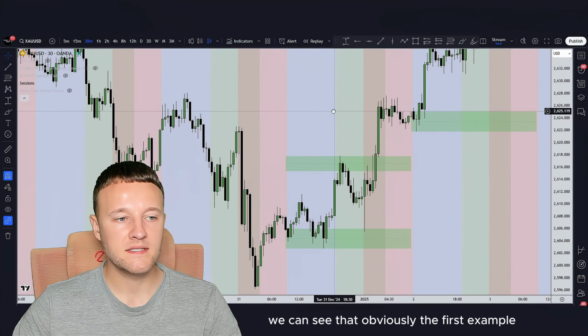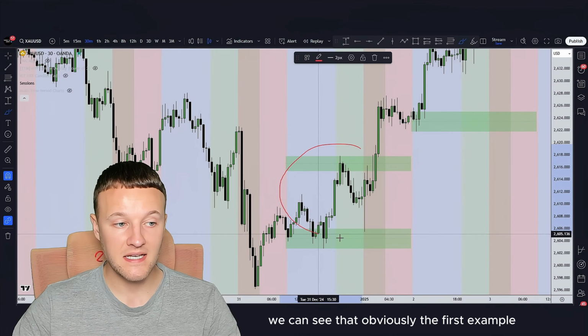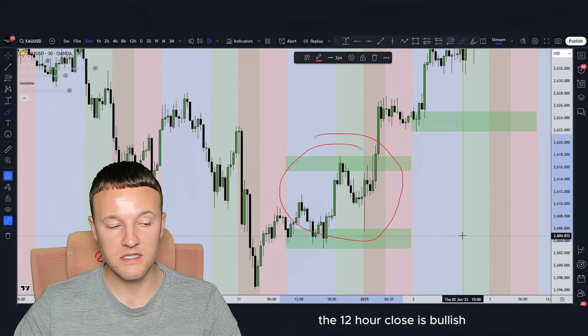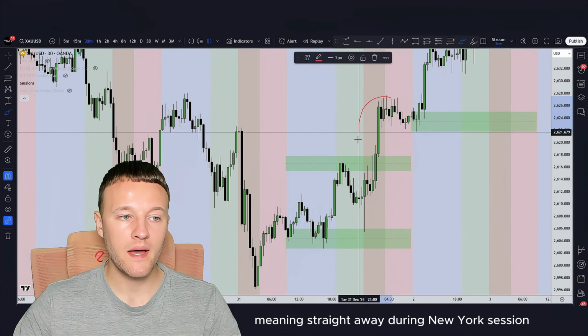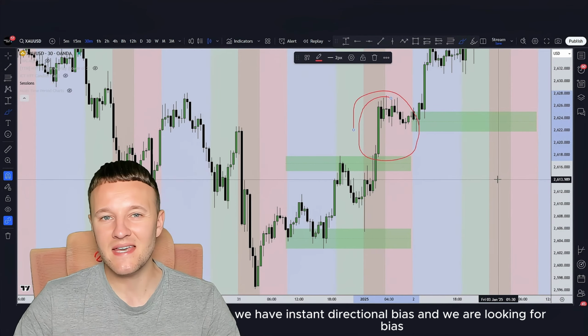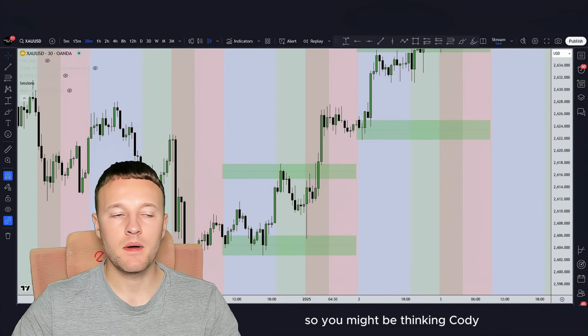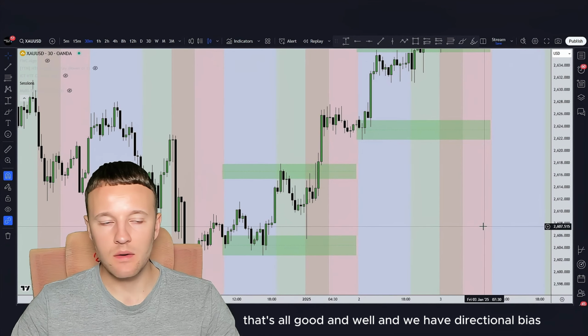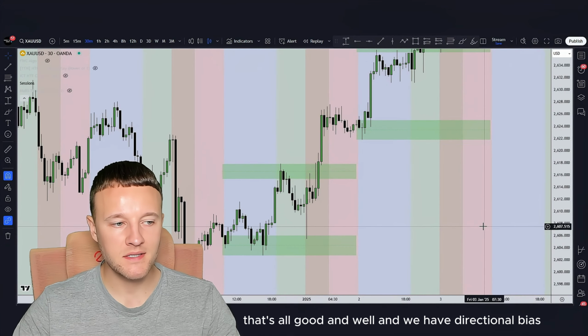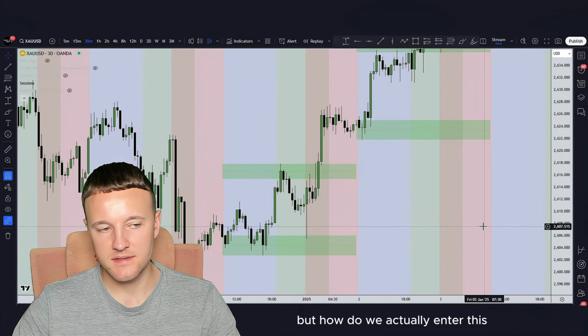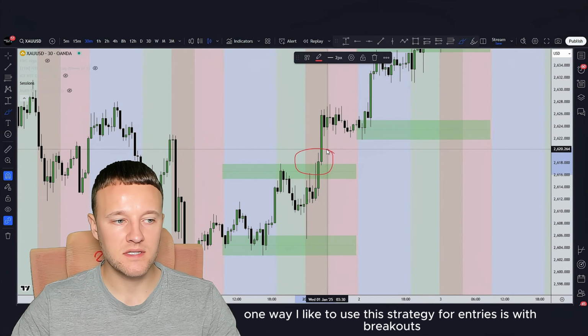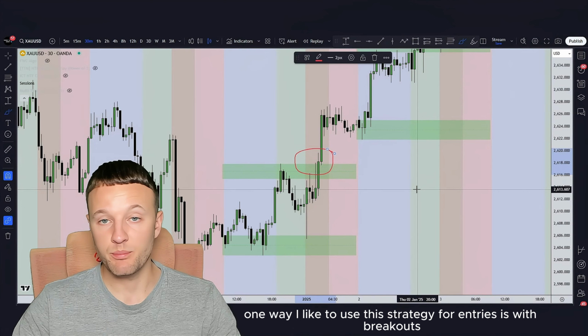Right here we can see that obviously the first example, the 12-hour close is bullish, meaning straight away during New York session, we have instant directional bias and we are looking for buys. So you might be thinking, Cody, that's all good and well, and we have directional bias, but how do we actually enter this? One way I like to use this strategy for entries is with breakouts, right?